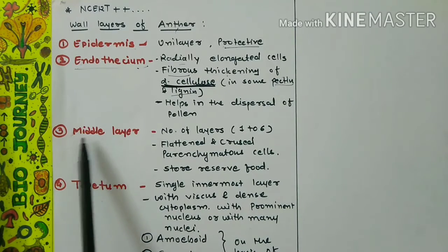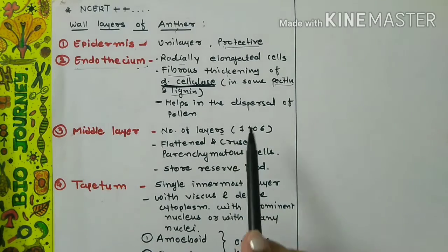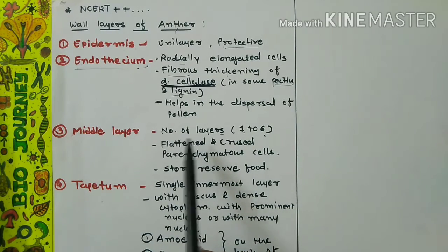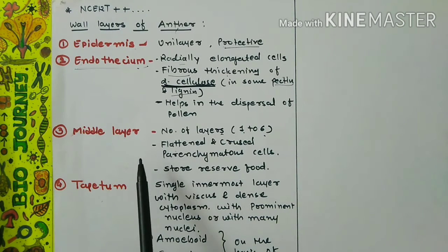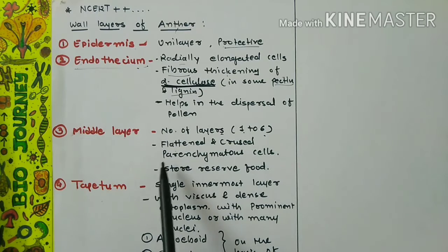Then the third layer, the middle layer. The number of layers can be 1 to 6. Now in our diagram we have shown 2 layers. The cells are flattened and crushed, made up of parenchyma tissue. What is the function? It stores the reserve food, means it supplies nutritive material to the developing sporogenous tissue.